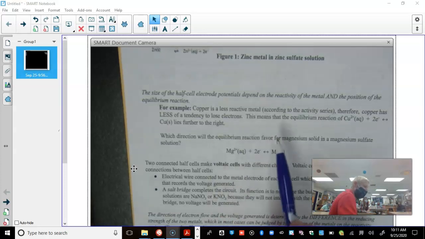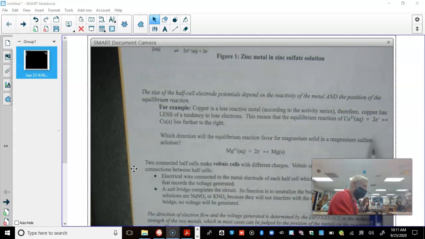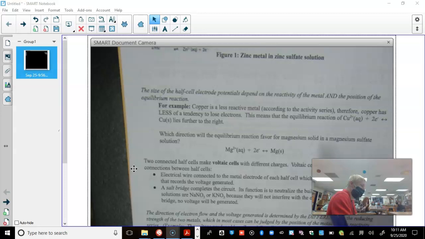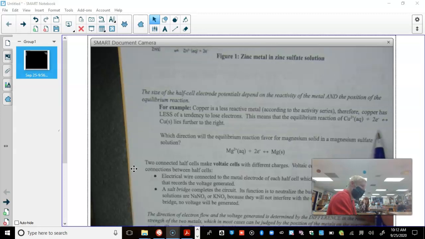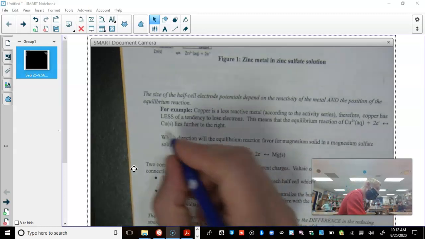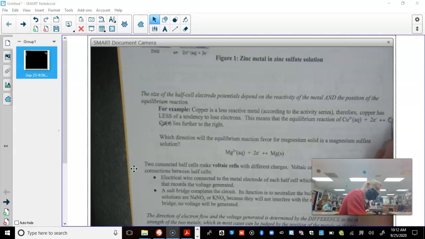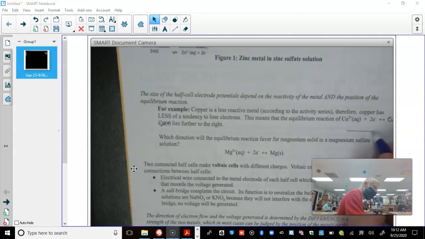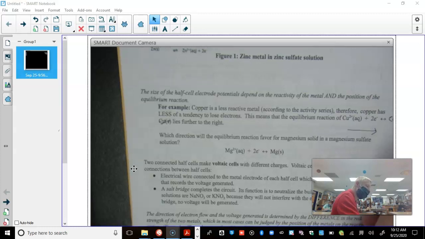Copper is a less reactive metal according to the activity series, therefore copper has less of a tendency to lose electrons. It's going to gain them. This means that the equilibrium reaction for copper 2 plus lies further to the right. I'm just going to rewrite that there. Left and right.